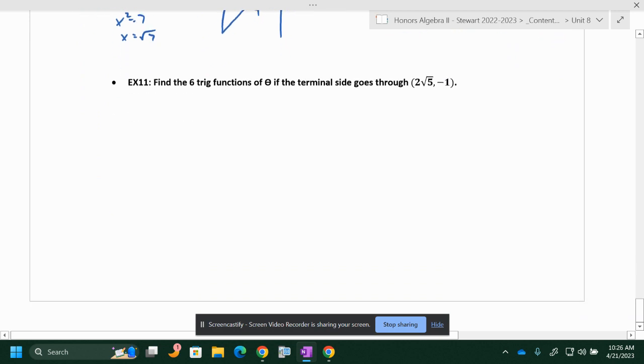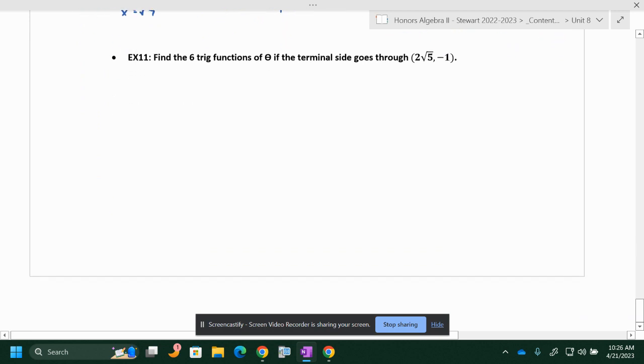Last example here, find the 6 trig functions if the terminal side goes through 2 square root 5 comma negative 1. So I've got to figure out where that's going to be located. I know I'm going to be going to my right because my x is positive and then my y is negative. So it's going to be a very small triangle here. Actually, I'll just blow it out of proportion here. I'll make this 2 square root 5, and then I'm going to go down negative 1. So I've got to figure out what this is going to be.